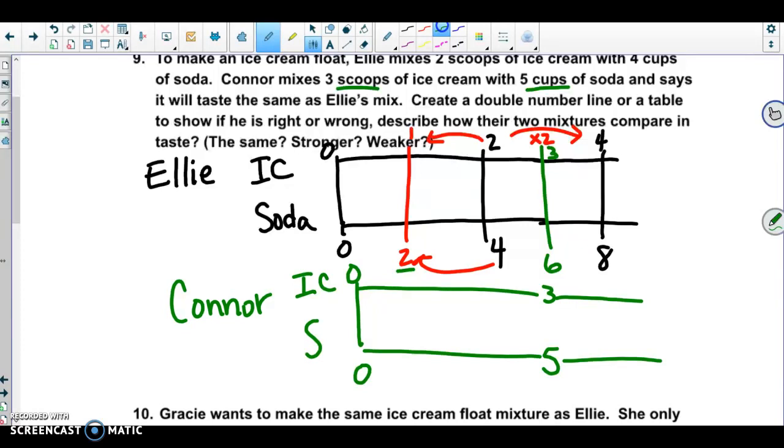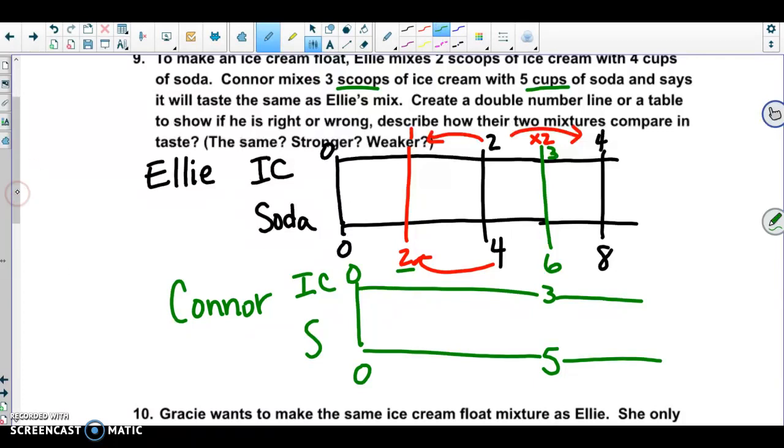If we were mixing like paints or something like that, or like making lemonade, we could say something like it's more watery or it's stronger because it would be more lemony because I added more lemonade or something like that. But with this, Ellie's is more soda-y. That's not really a word, but it tastes more soda-y. And Connor's is more ice creamy. It's going to have more of the ice cream flavor than the soda. So definitely won't taste the same.